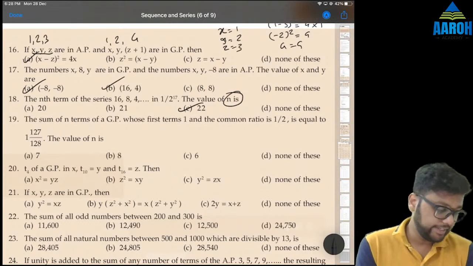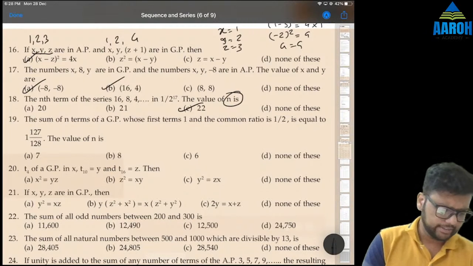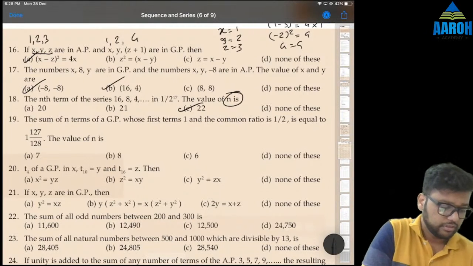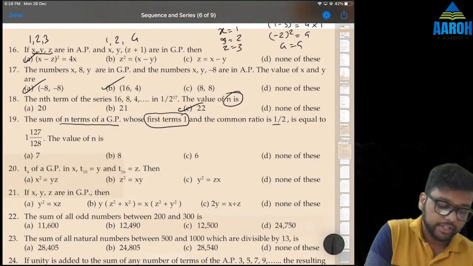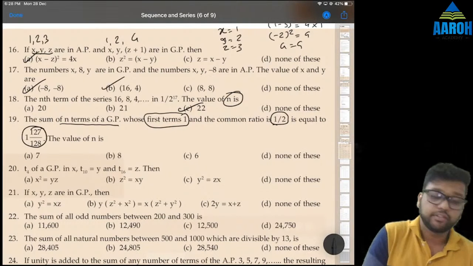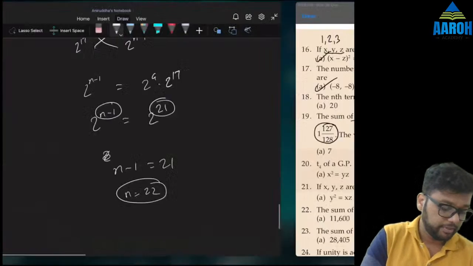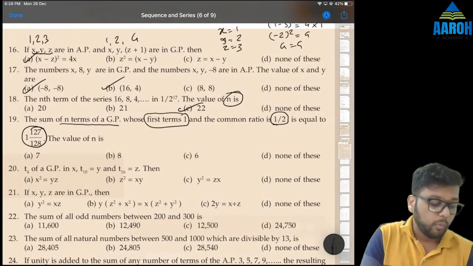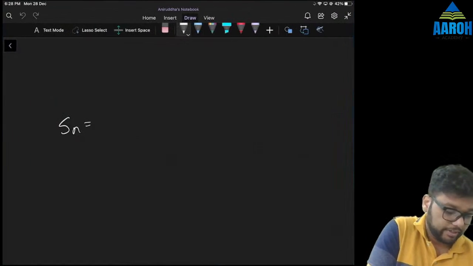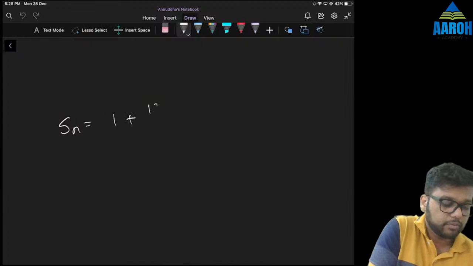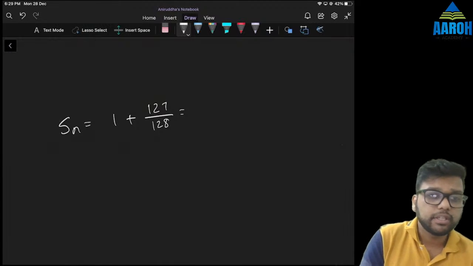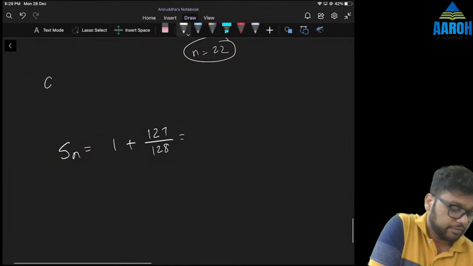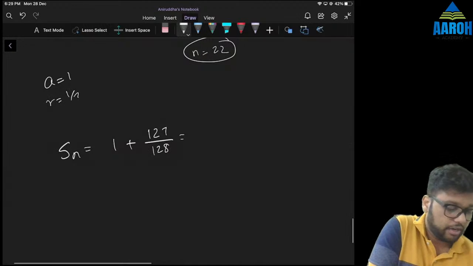If yes, let's go to 19th. Correct, C. 19th. Sum of n terms of GP whose first term is 1 and common ratio is half is equal to this. Then what is n? That means they are giving Sn is equal to 1 and 127 by 128, which means 1 plus 127 by 128. Where first term is 1, that is they are saying that A is 1 and common ratio is half.